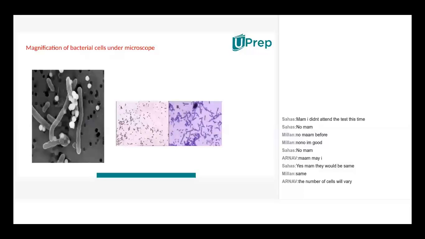Get a doubt like how bacteria can be observed under microscope. There is a process called staining. Staining process is there for bacteria to observe under microscope. Here, these are the bacteria cells, different shapes. Some are rod shaped and some are circular. And these bacteria, when stained and observed on the microscope, you can find them in two different colors. Either they may be dark red or they may be purplish violet.